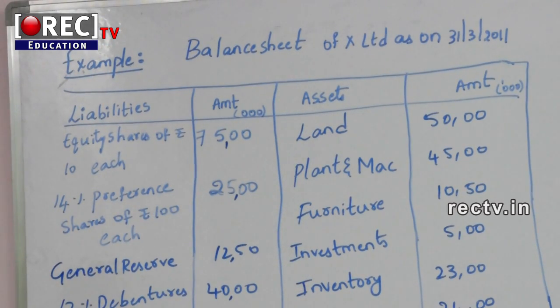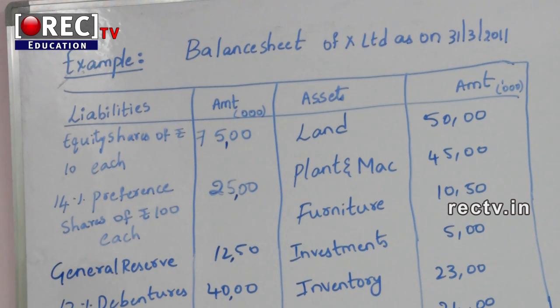We have already seen what is meant by purchase consideration. It is nothing but any price paid by the purchasing company to the owners of the selling company. Now to understand how to calculate the purchase consideration, let us solve a simple problem in this class. I have already told you that there are 2 methods to calculate the purchase consideration.